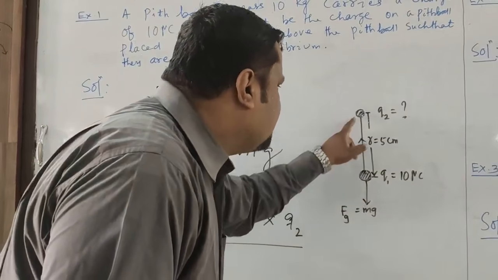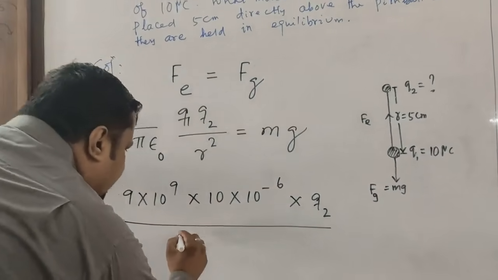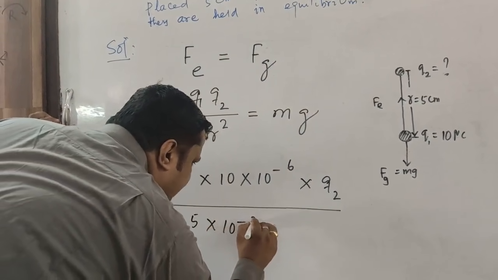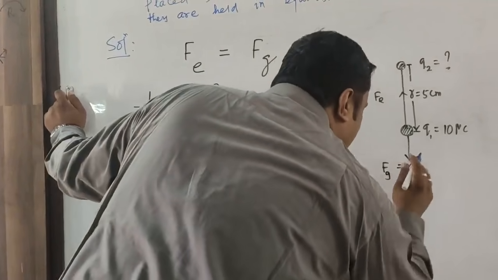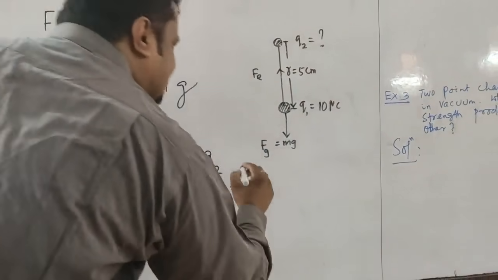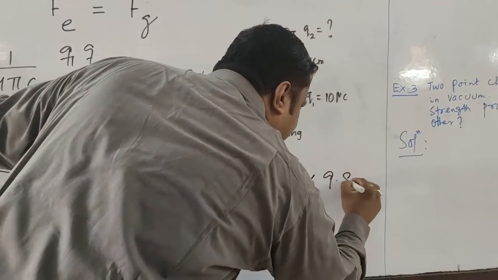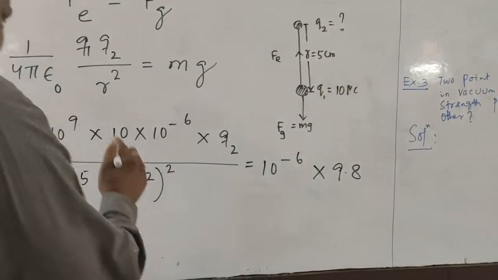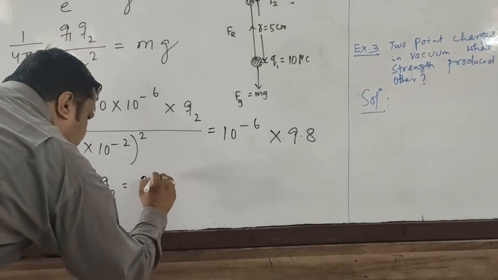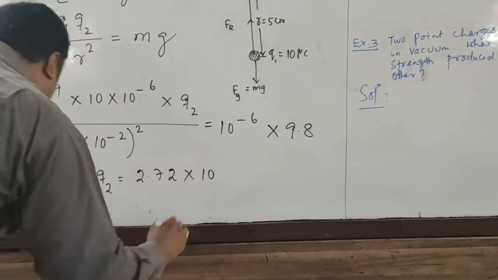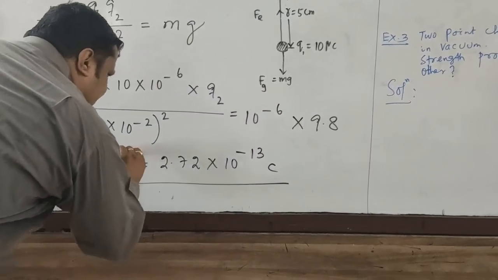r is the distance between these two charges, that is 5 cm, which is in the CGS system. I will make this in SI, so 5 into 10 to the power minus 2 meter, squared, is equal to the mass of this pith ball, 10 to the power minus 6 kg, into g, 9.8. Now you solve this one. By solving you get Q2 equal to 2.72 into 10 to the power minus 13 coulomb. Dear students, you solve this and you will get the answer like this. Okay?